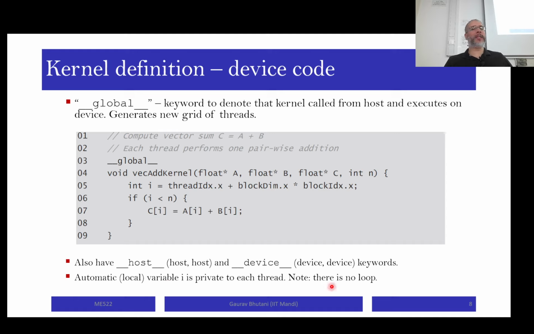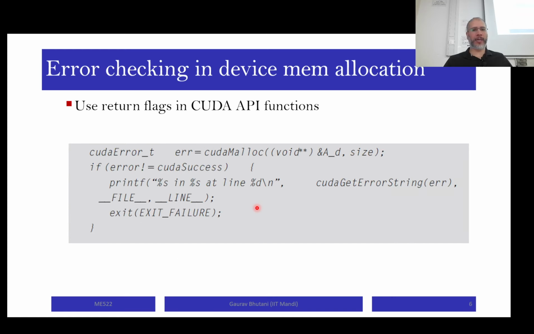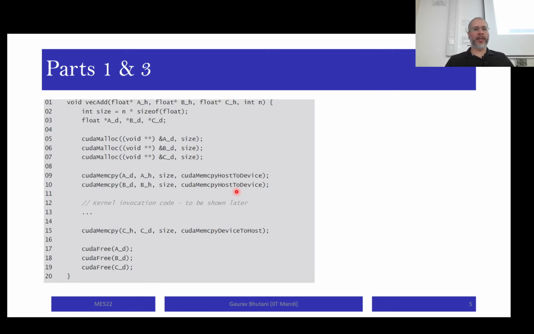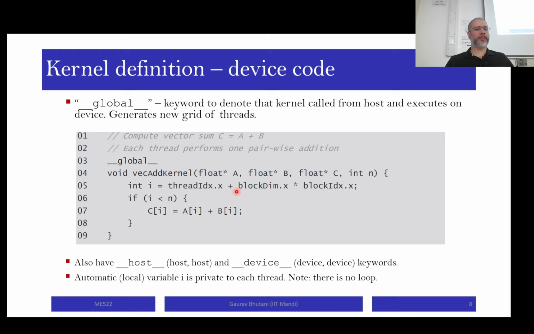Also note, there is no loop here. Typically when you have lots of indices of an array, you have a loop. If you look at the CPU program, what we had was for i equal to 0, i less than n, i plus plus, C of i is equal to A of i plus B of i. But now in the kernel function there is no loop, and the reason there is no loop is because this is running on all the threads.